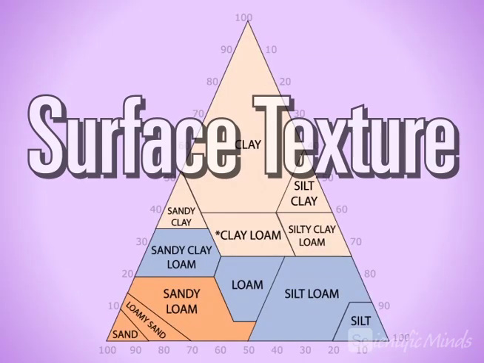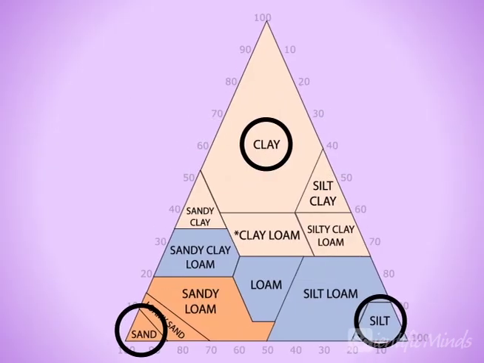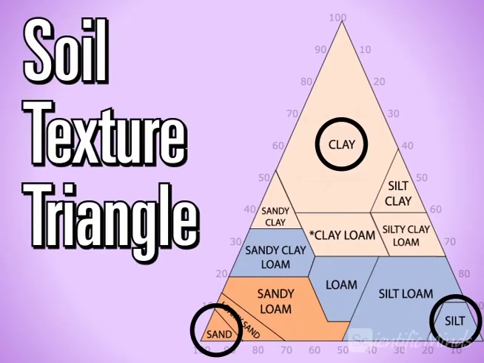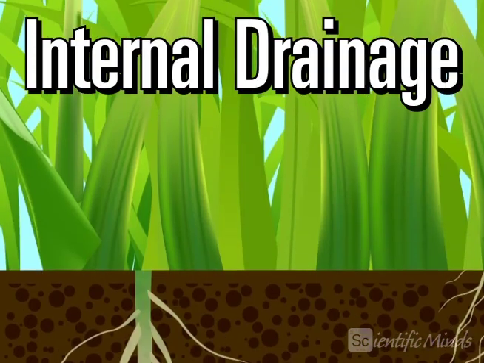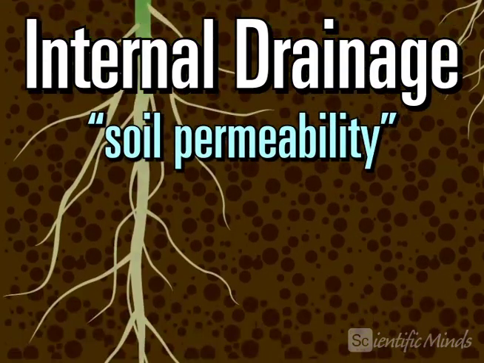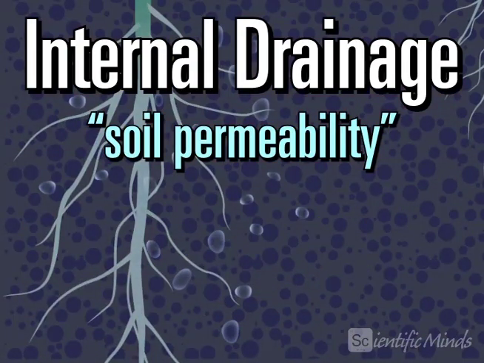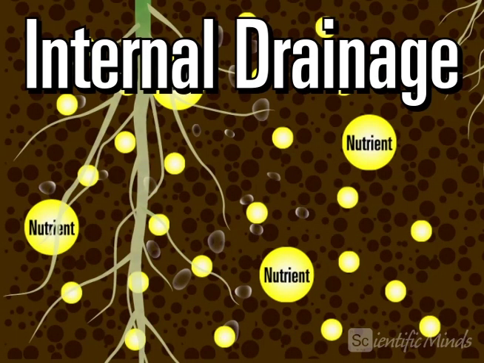Surface texture is the relative percentage of sand, silt, and clay in the soil. Soil can be classified using a soil texture triangle. Internal drainage, also known as soil permeability, indicates the movement of water and air through the soil. Varying speeds of water movement transport dissolved nutrients in varying amounts, so the amount of nutrients in soil is related to internal drainage.